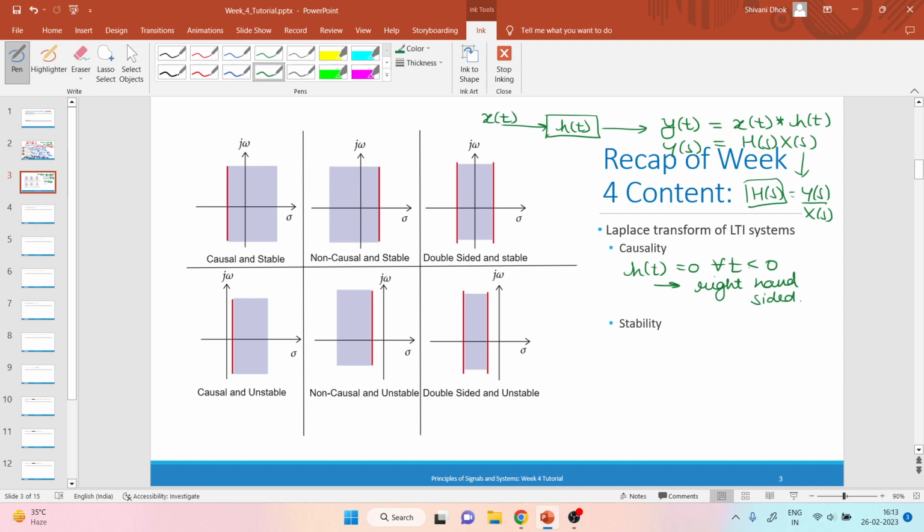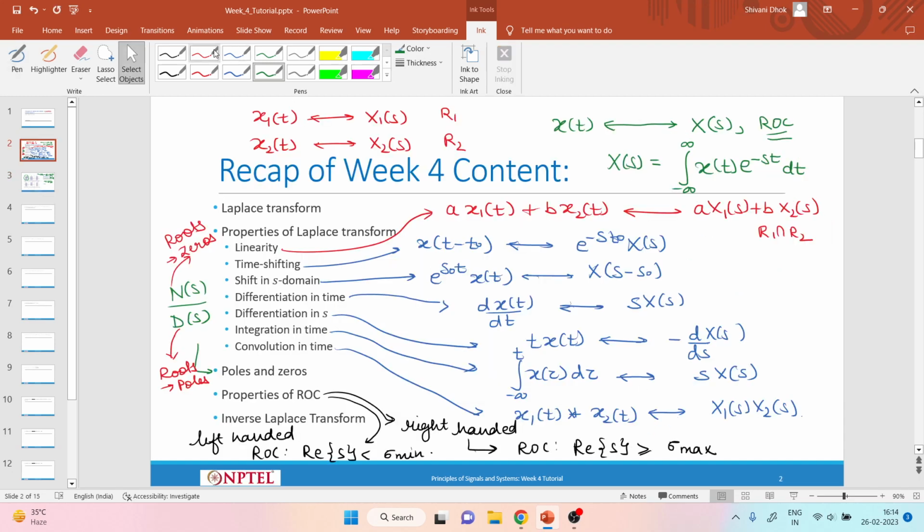Which means that if my signal is right-sided, my ROC will look something like this. The ROC of a causal system will always be in this form. That is, it will always be towards the right. That is, it will satisfy an equation something like this.